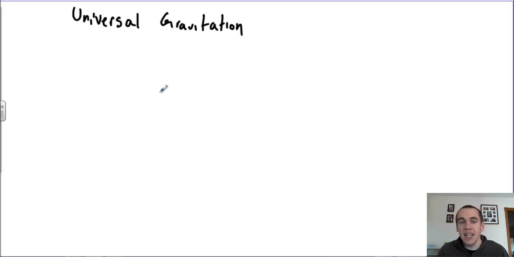We're going to go ahead and take a look at universal gravitation. Now, I mentioned this briefly in Module 8.1, where we were talking about the forces that are responsible for holding the planets in motion around the sun. Universal gravitation explains the gravitational force that acts between two objects and how to calculate it.